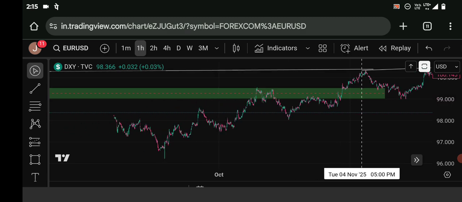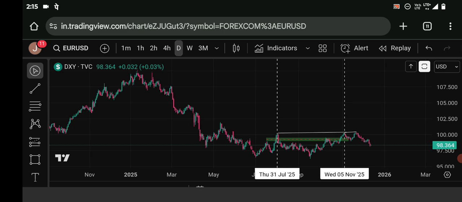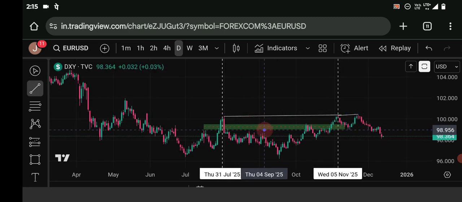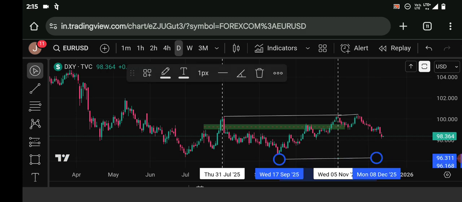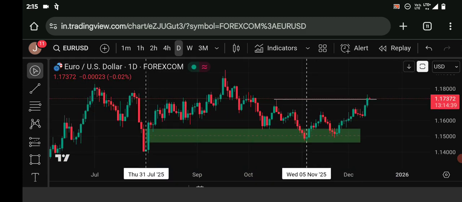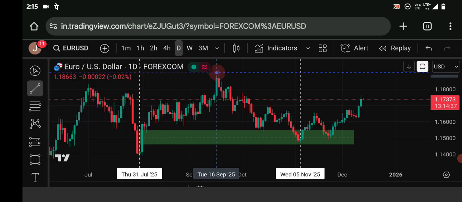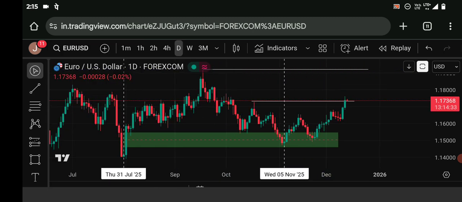If price has swept the buy side liquidity on the DXY chart and the higher time frame, 3-month time frame says bearish, where would the price move? It will definitely move to the sell side liquidity. Whereas if we check here, if price respects this bullish fair value gap, where would the higher time frame move? It will definitely move to this buy side liquidity here.